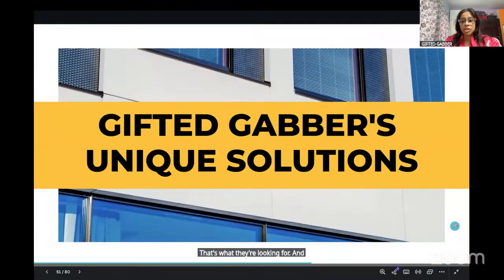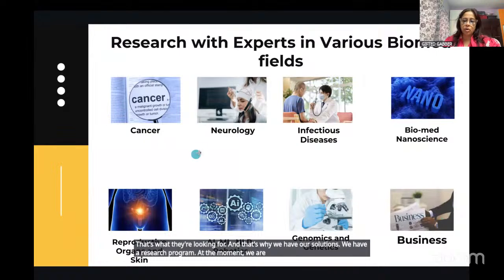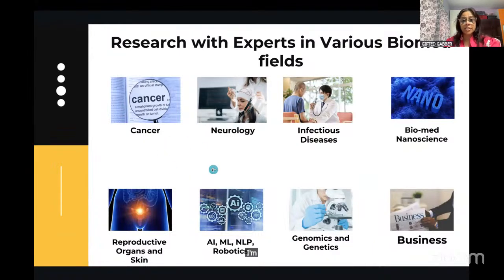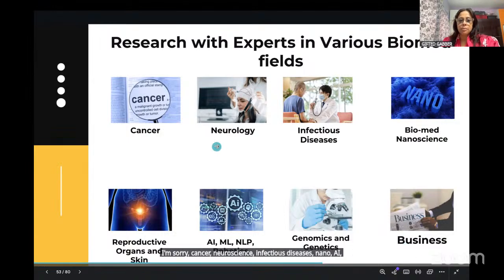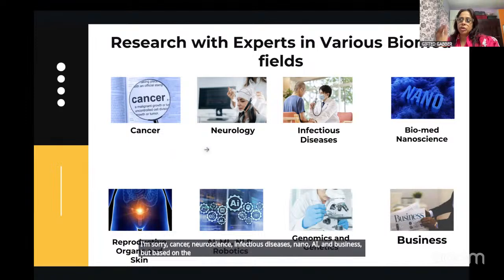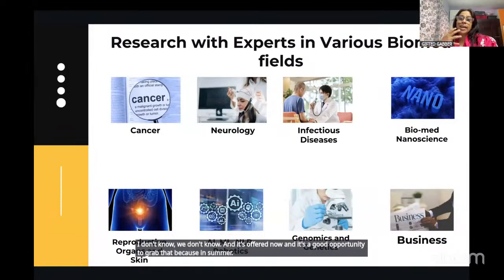Okay. And that's why we have our solutions. We have our research program. At the moment, we offer all these programs: cancer, neuroscience, infectious diseases, nano, AI, and business. But based on professor availability, we only offer them when the professors are available. So at the moment, the professors give us the dates, and that's how we have the cancer program open. And if your question is whether it's offered in summer, we don't know. It's offered now, and it's a good opportunity to grab, because in summer your students can come back and work as interns with our gifted group, so they will be getting a second activity in summer if you start now. Okay.